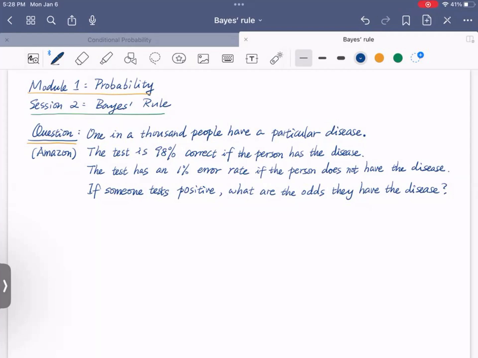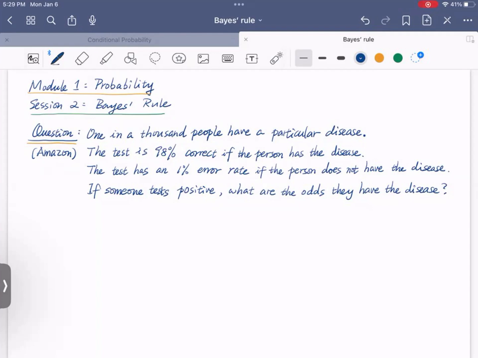Hi, in this video, we will review Bayes' rule and discuss a few data science interview questions related to Bayes' rule. First, take a look at the question. 1 in 1,000 people have a particular disease. The test is 98% correct if the person has the disease, and the test has a 1% error rate if the person does not have the disease. If someone tests positive, what are the odds they have the disease?